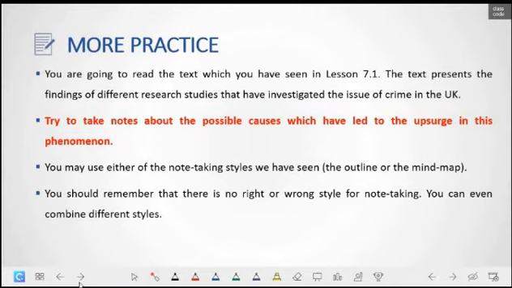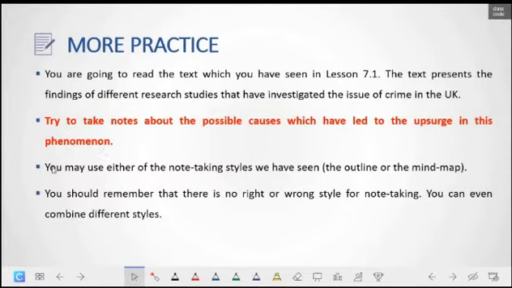All right. You're going to read the text, which you have seen in lesson 7.1. The text presents the findings of different research studies that have investigated the issue of crime in the UK. Do you remember the lesson from week 1? That's the one that we are going to read in a minute. Try to take notes about the possible causes which have led to the upsurge in this phenomenon.